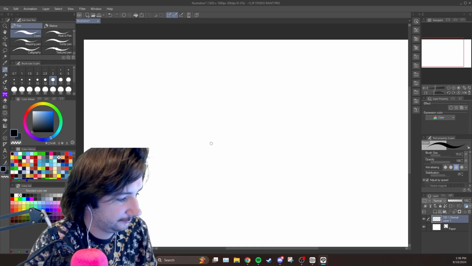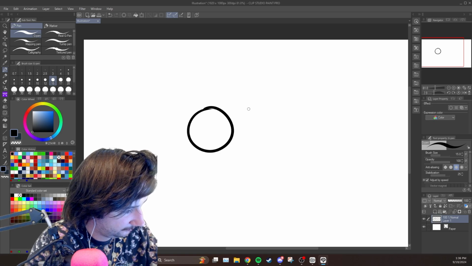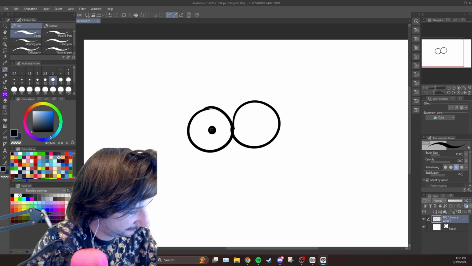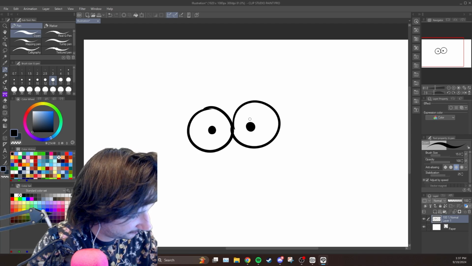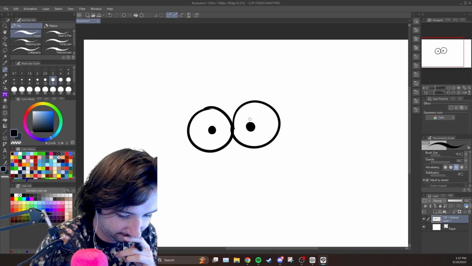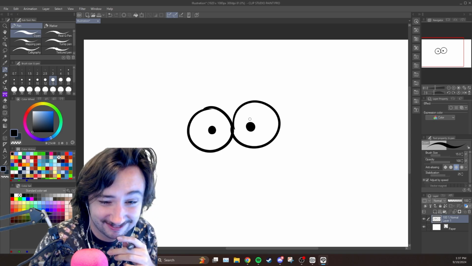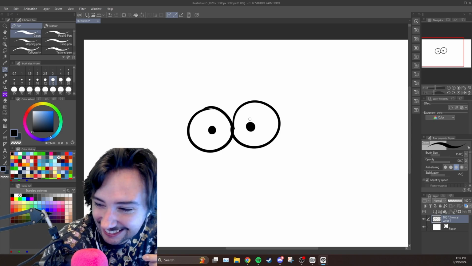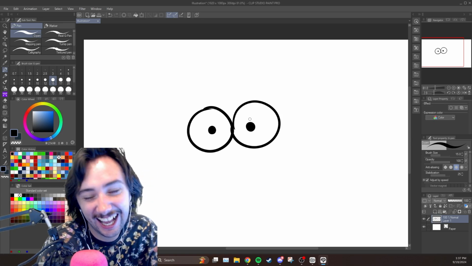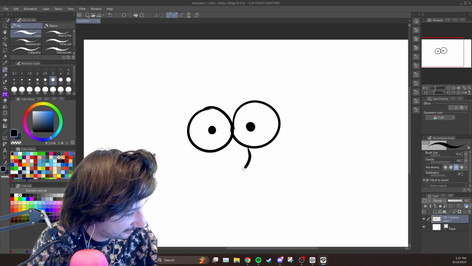You're going to start with 2 circles. They are touching each other. Within these 2 circles are 2 dots. I mean, 1 dot in each one. And now, do you know what a micro wiener means? Yes. Okay, so if these were the balls, you're gonna draw a very small C shape coming down out of the balls.